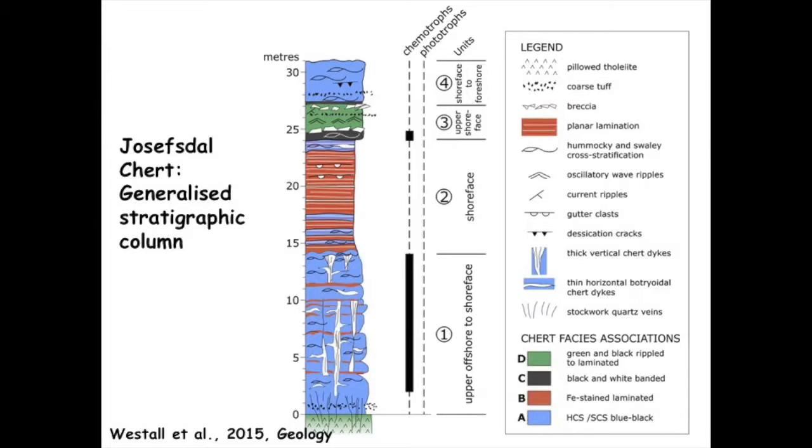In the column here, to the right, we have the geologist's descriptions of the environment of deposition. We call them upper offshore to shore face. The beach area would be upper shore face, and so on. So that's just to describe the environment of deposition.